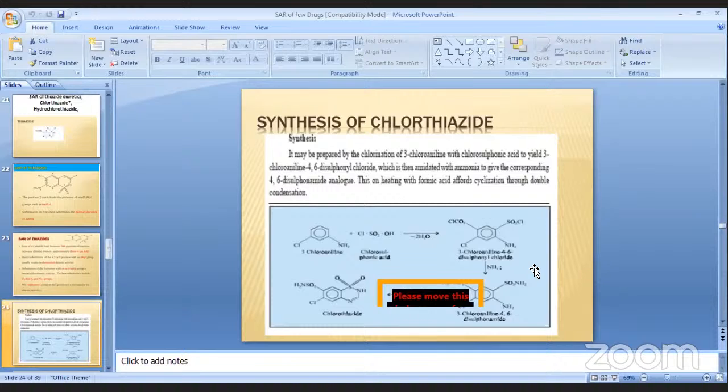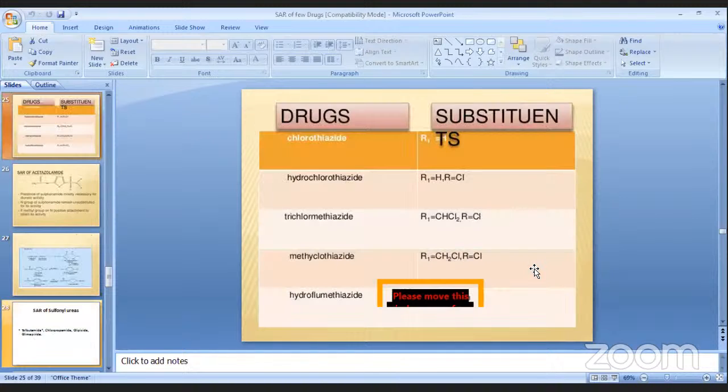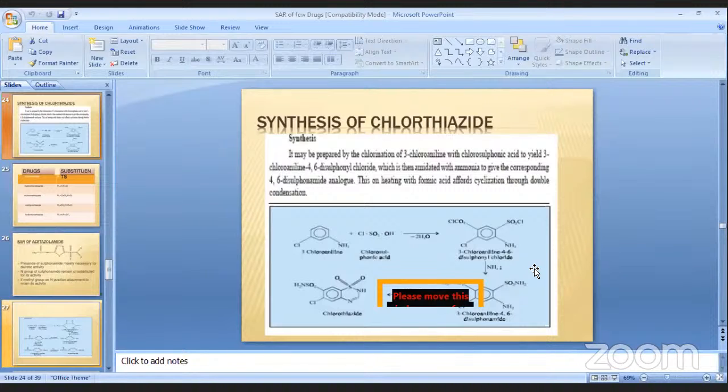Already I have discussed it. It is with chloroaniline, chlorosulfonic acid, and then you can get a compound, and after treatment with acetic acid, you can get chlorothiazide, included in your syllabus. So in chlorothiazide, chlorine is in the 6th position, the 7th position is the sulfonamide group, and in the 3 and 4 position there is unsaturation.